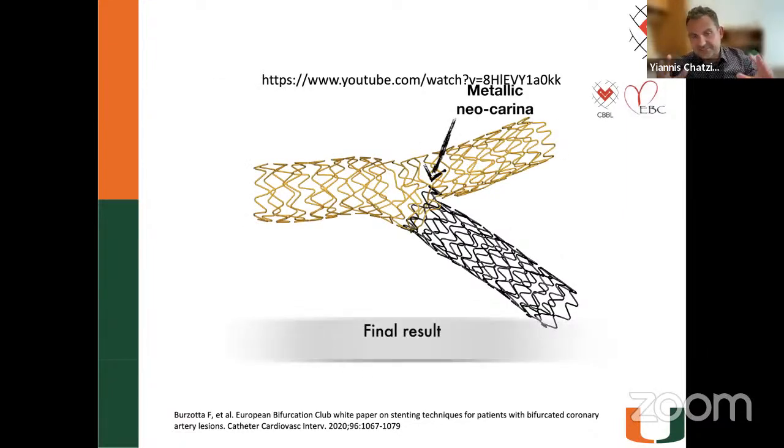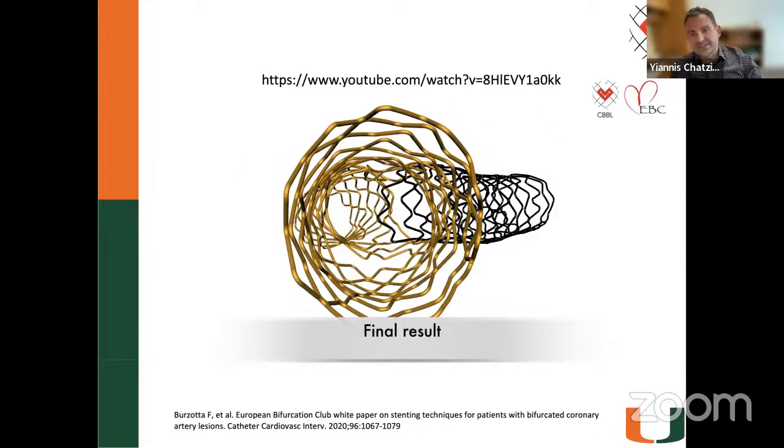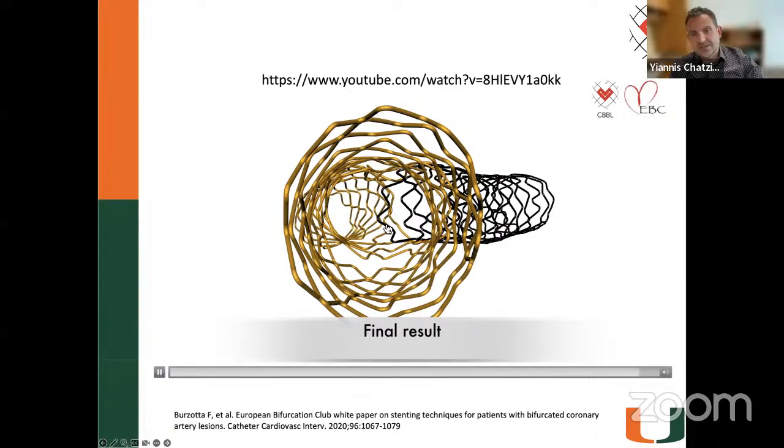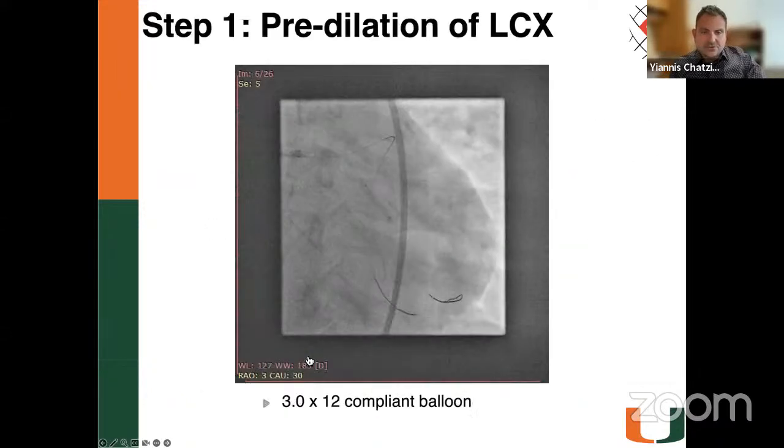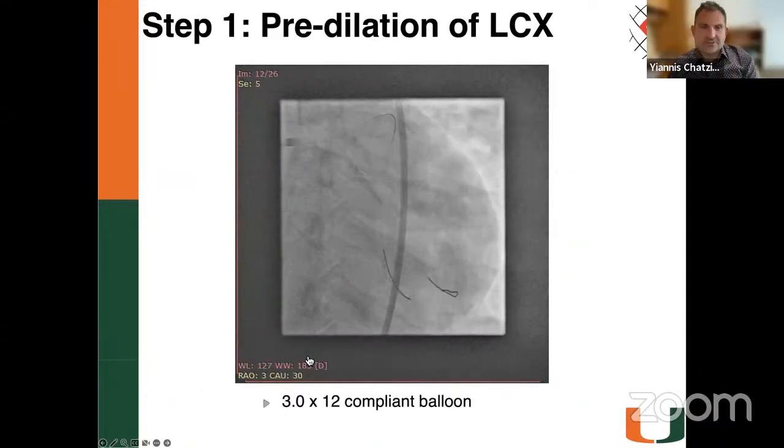That's a patient-specific simulation of the TAP technique, inverted TAP technique. That's from the inside. You see the neocarina here nicely protruding by a couple of millimeters into the main vessel. Now, let me show you what we did in this actual case.